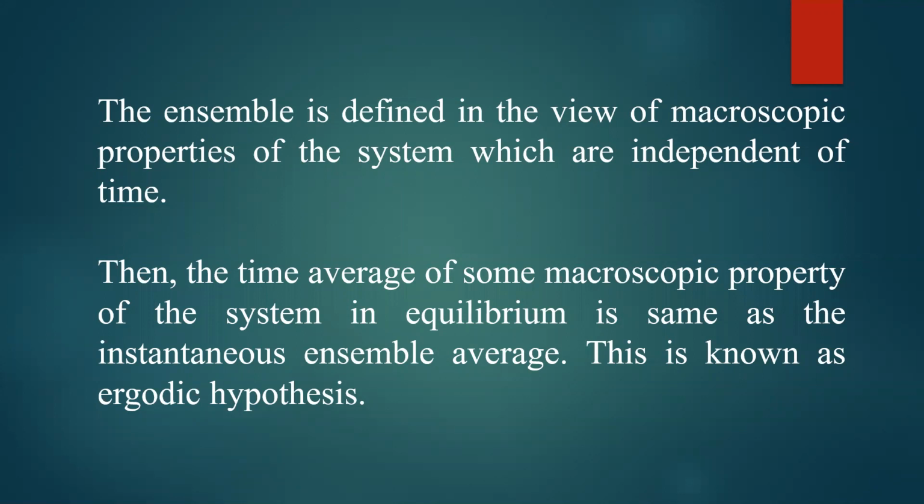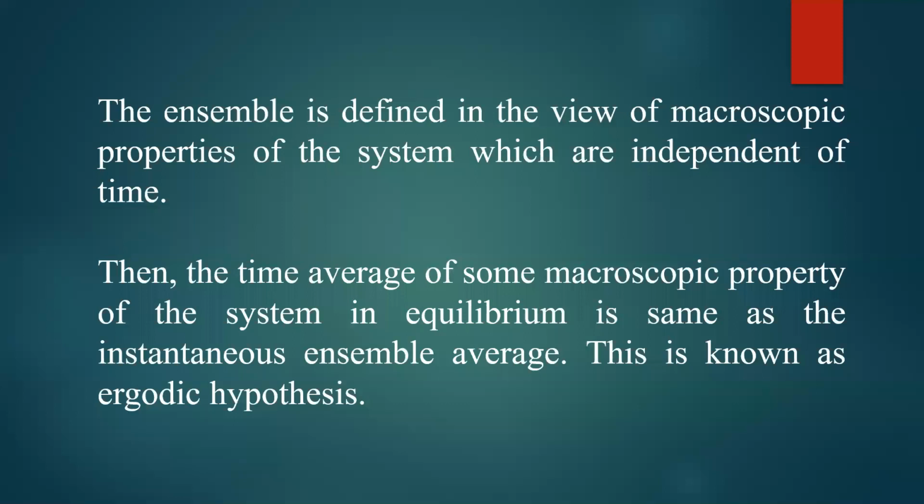A simple example to understand this ergodic hypothesis: let us take a gas system in a container. Let us take the temperature of the gas system as 30 degrees centigrade, at room temperature. According to this hypothesis, if you find the temperature of each and every molecule of the gas system, suppose there are 10 to the power 23 molecules, one mole of gas, and you take the average of those temperatures, that will be the same as 30 degrees centigrade. That is what this hypothesis says.